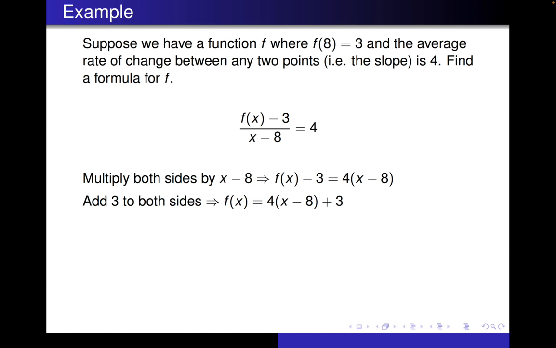We don't have to simplify it, but let's simplify it so it looks more like a linear function. We can multiply out that 4 to get 4x minus 32, and then we still have that plus 3. Then we can clean that up a little bit to get f of x equals 4x minus 29.